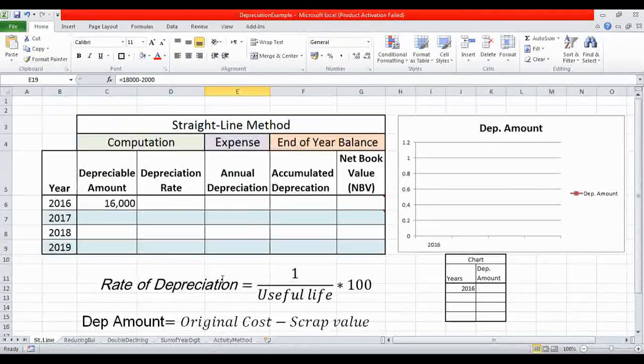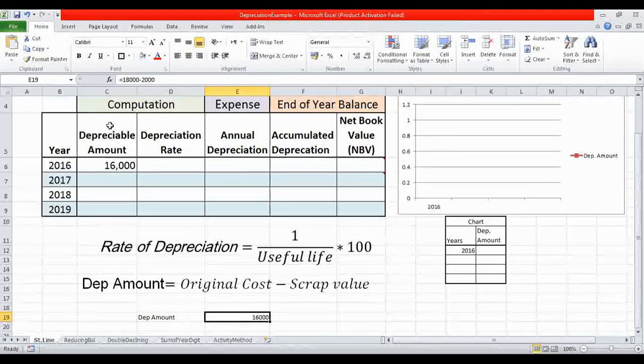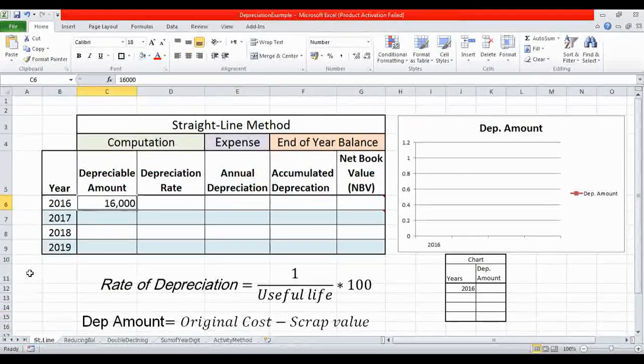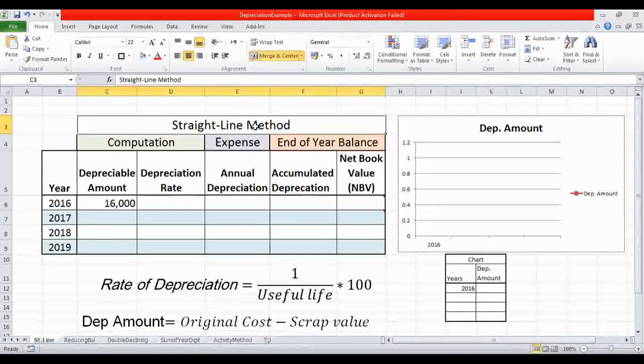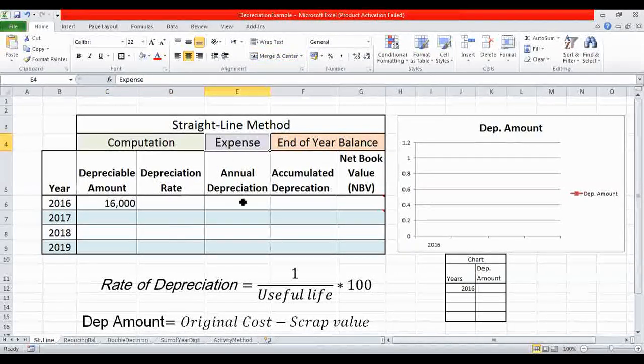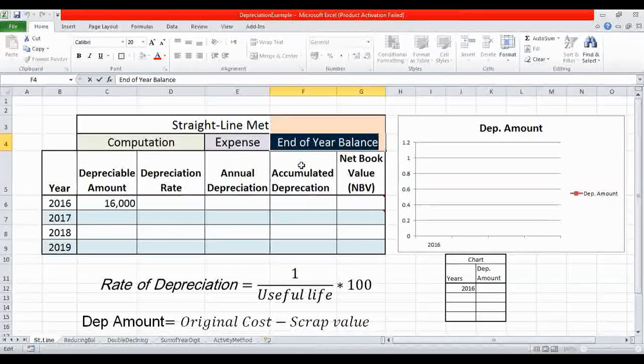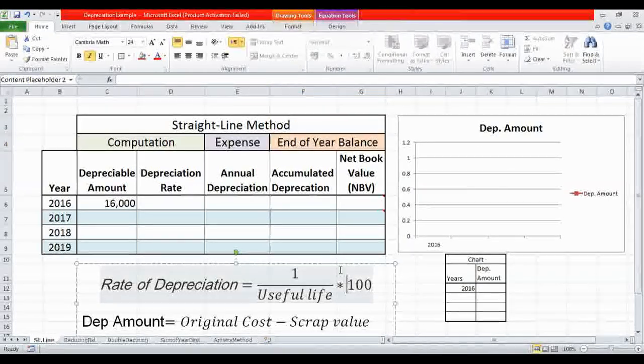This depreciable amount we will write in the first column of our schedule. In the schedule, you can see this is the straight line method. The first part is the computation part. The second part is the expense, which we are going to record in our income statement. The third part is the end of year balance, which is going to have an impact on our balance sheet. So these are the three main parts into which we have divided our schedule.